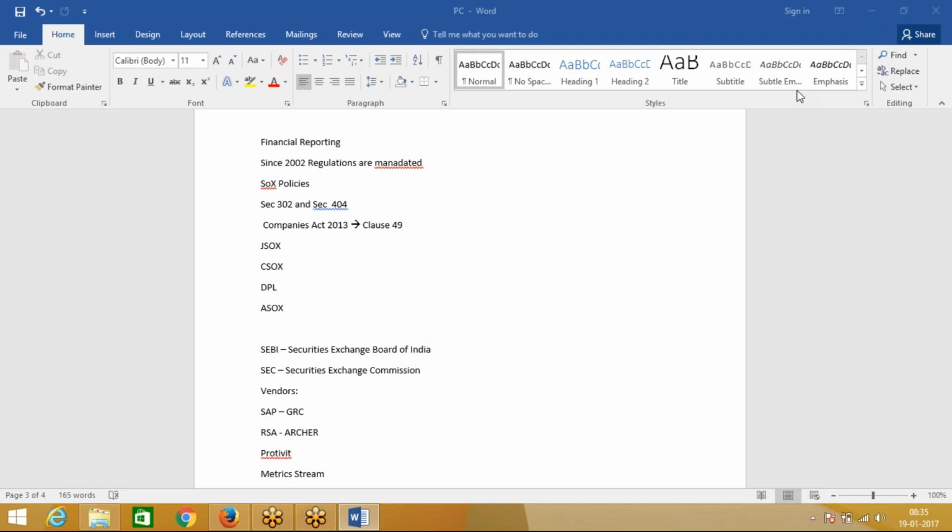SAP GRC has acquired most of the compliance market as well. Some companies use other products like RSA Archer and MetricStream. Particularly with MetricStream, very few banking customers are using it. It is mainly used on the banking side for compliance purposes. Normal manufacturing customers do not use MetricStream much; mainly banking sector customers prefer it.